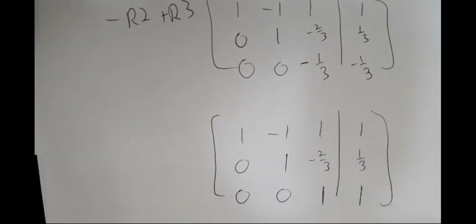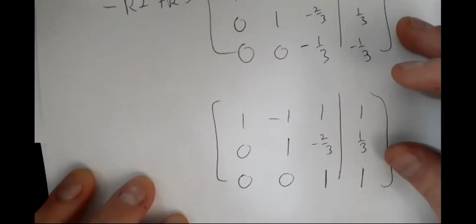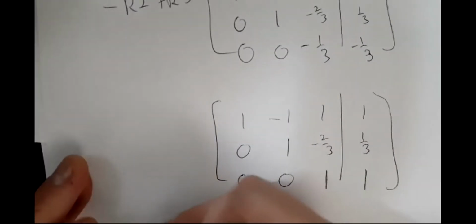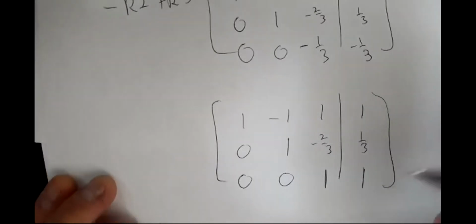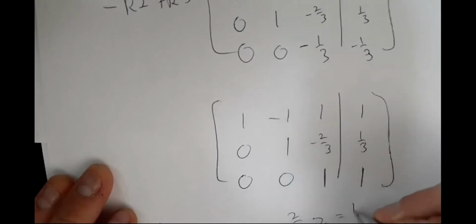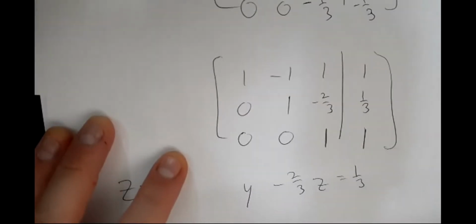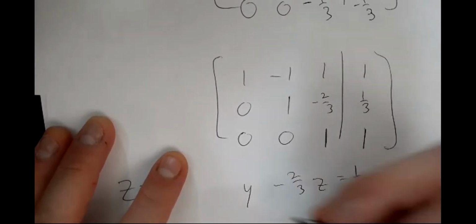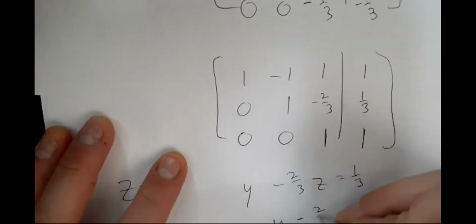I don't know how to do that any quicker. But we're going to divide both of those things by what? A minus 1/3? And you should get something like this. This last one is giving me z equals 1. The second to last is giving me y minus 2/3 z equals 1/3. So y minus 2/3 equals 1/3. So y is 1.